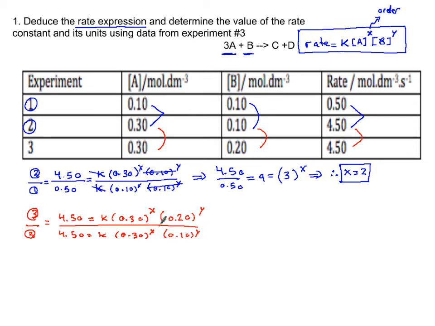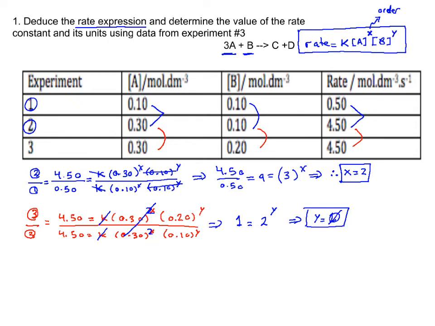Now notice that x we just solved for, it was 2. But whether you put that or not, this is like 1 raised to power 2, so this will go away from your equation. The k's will cancel each other out. So you have 4.50 divided by 4.50, which is 1, equals 0.2 divided by 0.1, which is 2, raised to power y. Now at this stage you should realize y has to be 0. Anything raised to power 0 is equal to 1. So y is 0 order with respect to B.